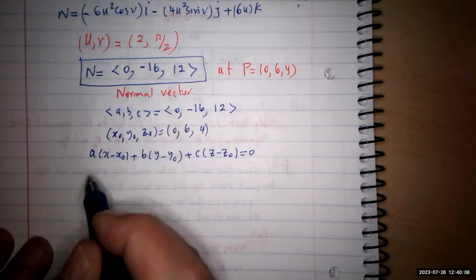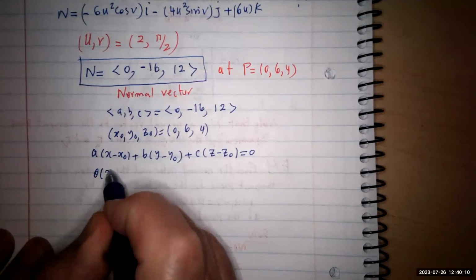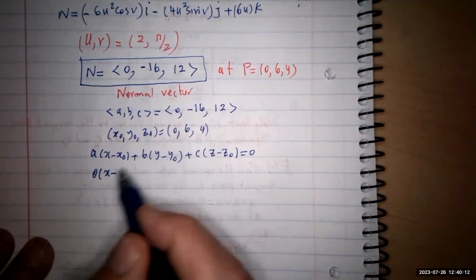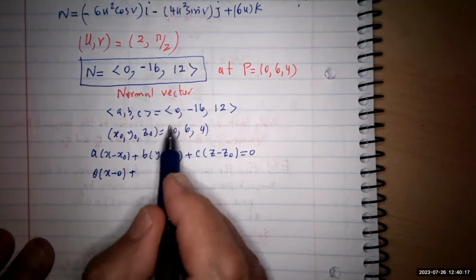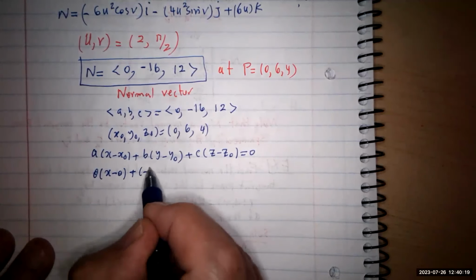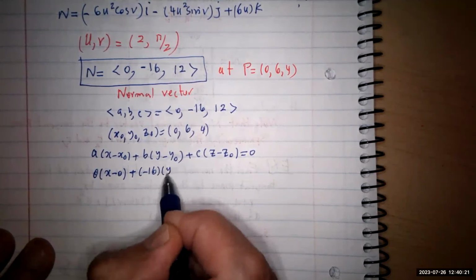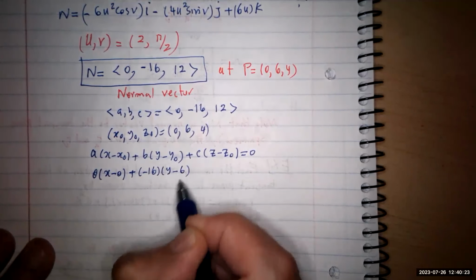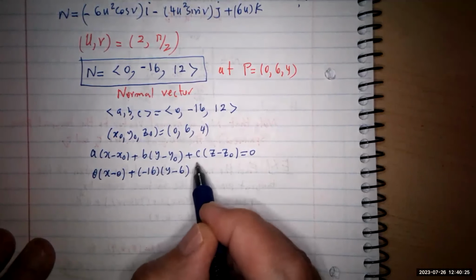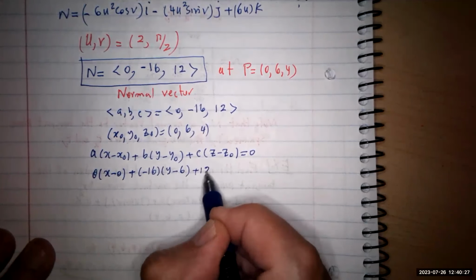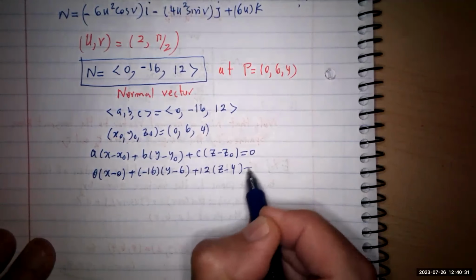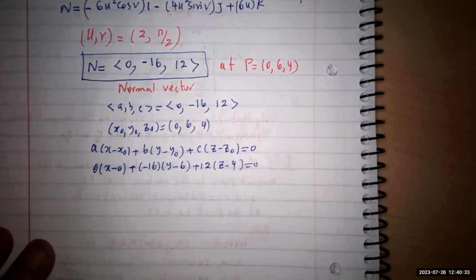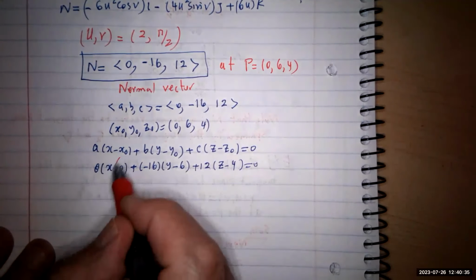So your a is 0. 0 times (x minus x0, which is 0), plus b. b is negative 16. Negative 16 times (y minus y0, which is 6), and plus c, which is 12, times (z minus z0, which is 4), equal to 0. Okay, so this is 0, all would be canceled out.